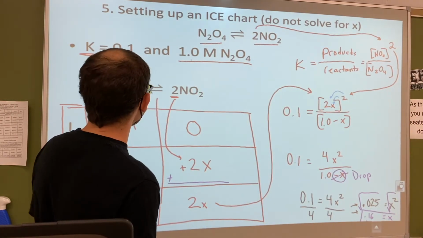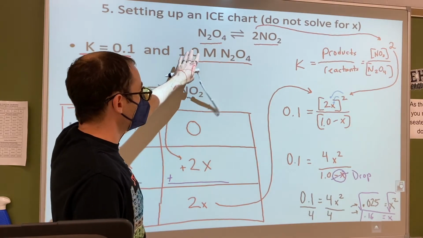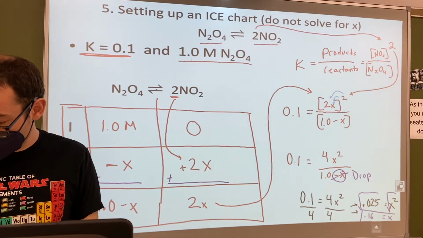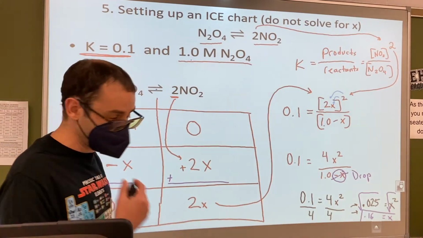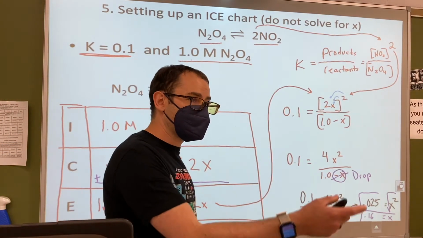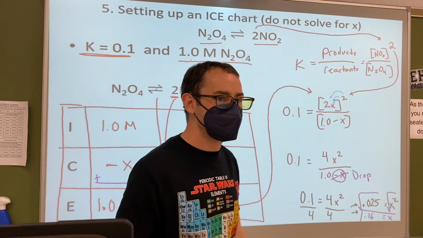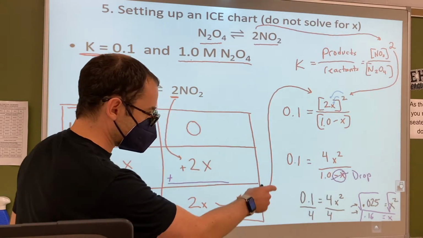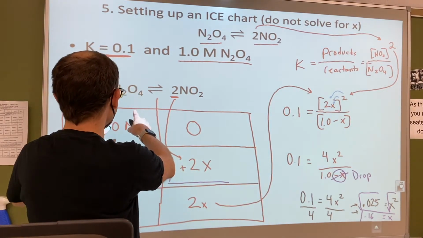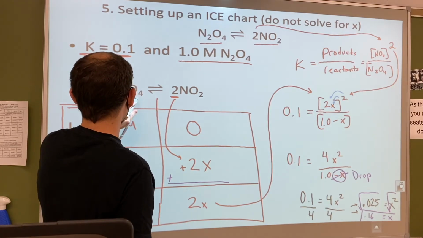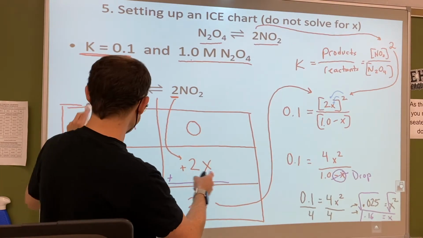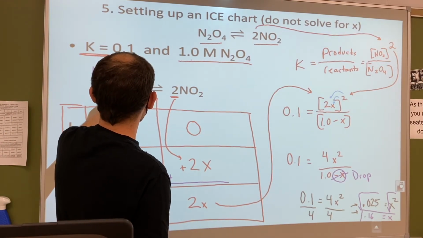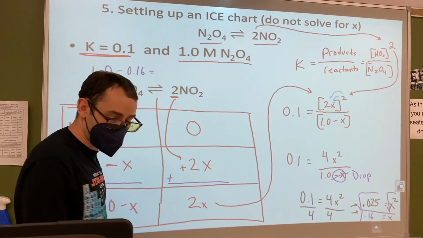Sig fig wise, K is a constant, so we ignore that for sig figs, but 1.0, 2 sig figs, probably close enough for us. So now we have x, even though it said do not solve for x. Now you're like, well, all right, what's the point of this? What does x even mean? Well, if you go back to this problem, what this tells us now is how much of this stuff we have at the end. For example, we started with 1.0 of this. Now minus x is how much we used up, right, from the ICE chart. So that means 1.0 minus 0.16 equals how much we have at the end of this.